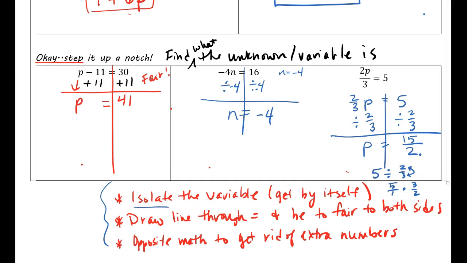So these are your 3 different types that you're going to see. Do the best you can. Try to follow my notes here of doing, this is the key, opposite math to move something to the other side, okay? And so good luck, guys.